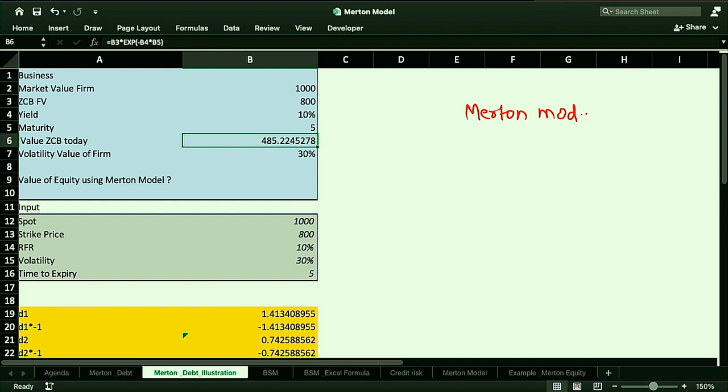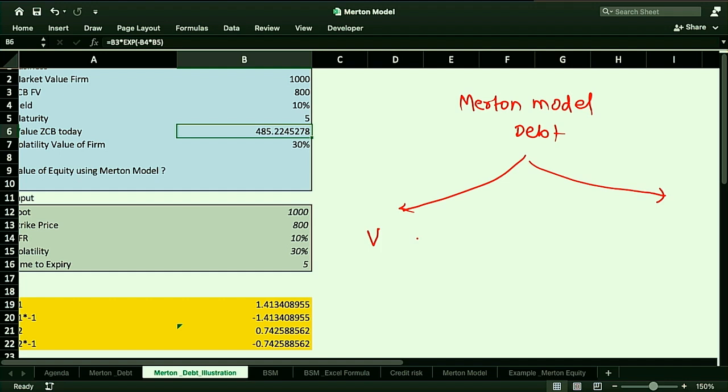Merton model debt. First model: debt is equal to value of firm, so let me just call it V, minus the value of equity, which is nothing but the call option, right? So value of the business minus the call option.